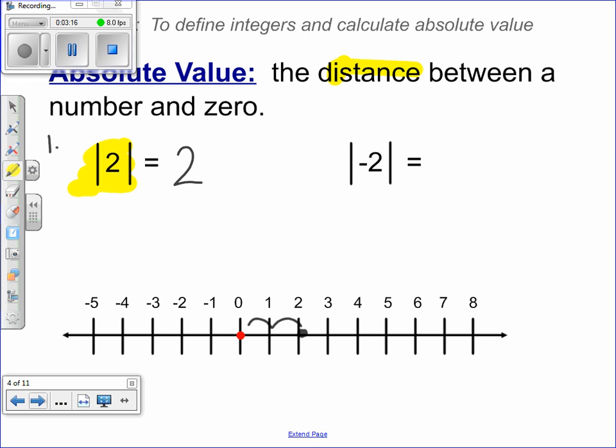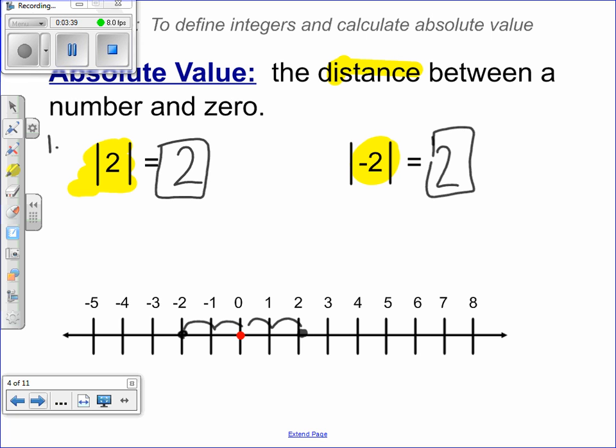All right, then if I look at my next example, -2. So I find -2 on a number line. There it is. And I calculate its distance from 0. 1 unit, 2 units. So the absolute value of -2 is also 2. So 2 and -2 have the same absolute value of +2.